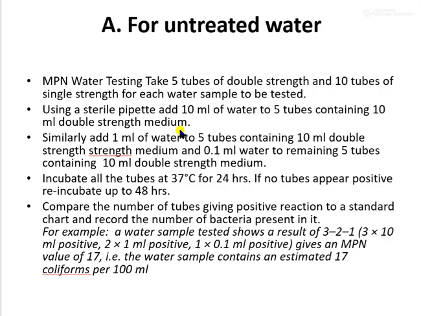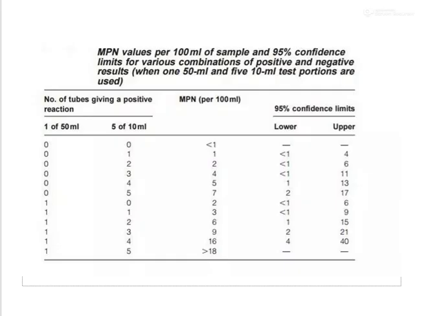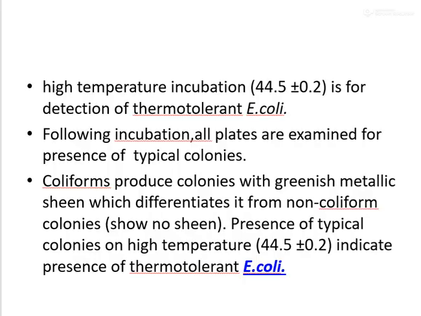It is for untreated water: you take 5 test tubes with double strength, 5 tubes with single strength and 5 tubes with single strength. But if you consider treated water, the amount and the number of test tubes you take will be different. You will have 1 tube of single strength with 50 ml and 5 tubes of double strength with 10 ml. Okay, and the chart you use for the MPN analysis would also be different.